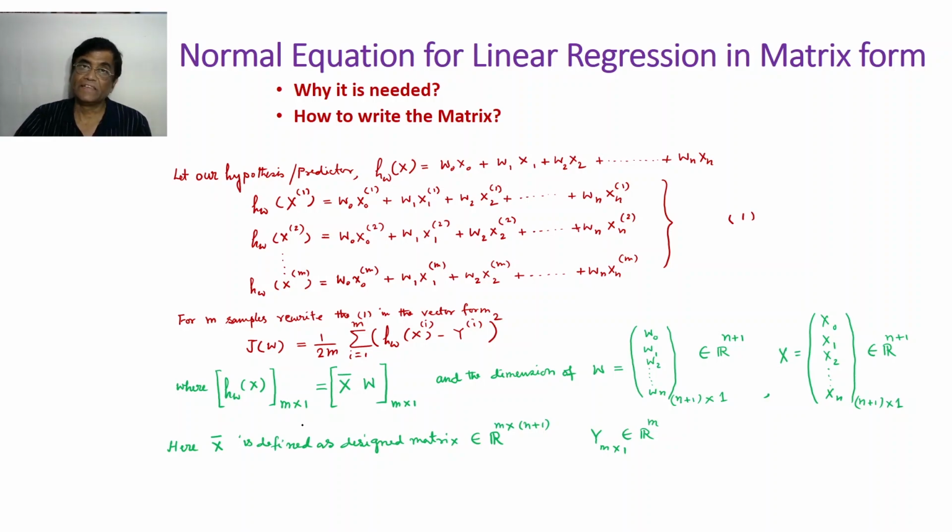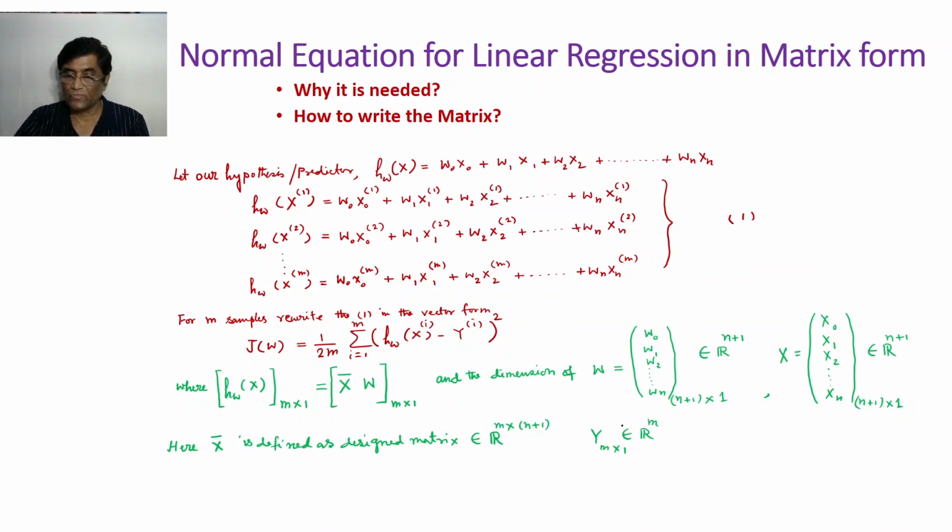Here, x bar is defined as the design matrix. What will be its dimension? m cross n plus 1, isn't it? Only then, if you multiply this with this, the result will have dimension m cross 1. So from here you can deduce that the result has to be m cross 1, and this is n plus 1 cross 1, so the dimension of x bar has to be m times n plus 1. So far so good.